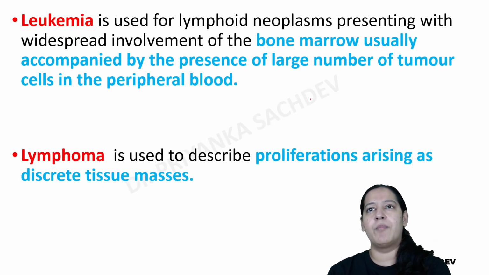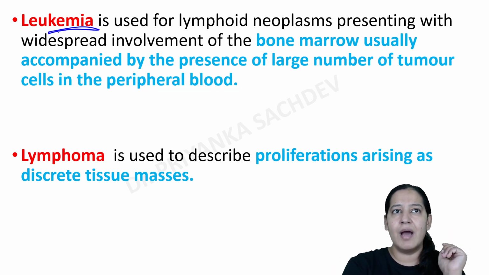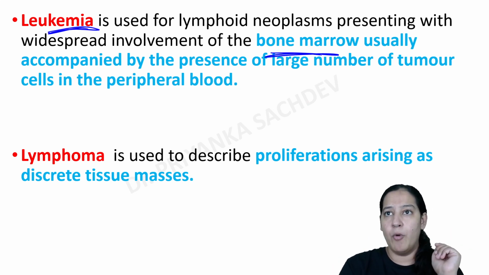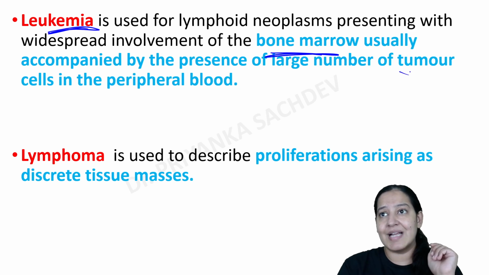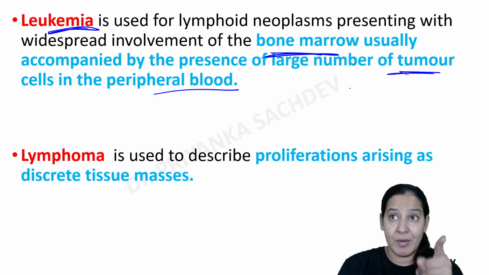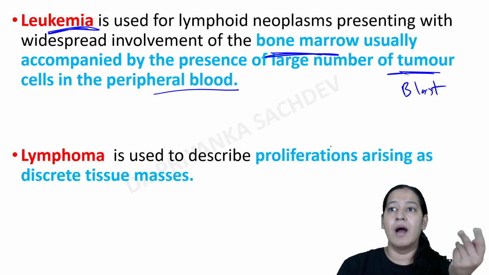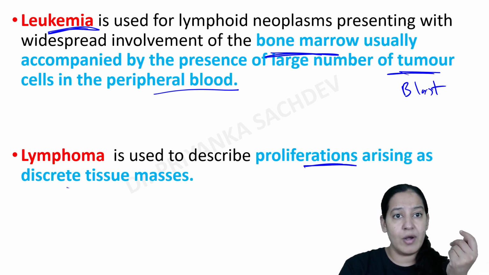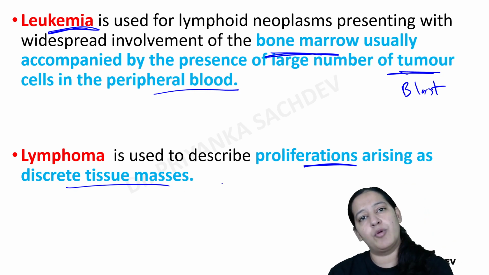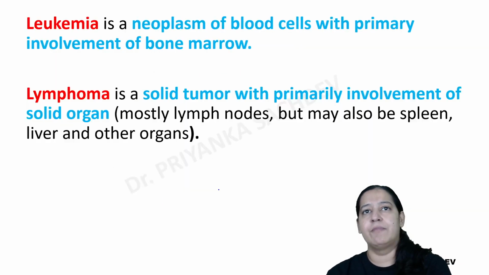First, let me talk about the definition of leukemia and lymphoma that I have already taught you. Leukemia is a disease in the bone marrow. In the bone marrow, a number of tumor cells, that is blasts, will come in the blood. By tumor cells, I mean blasts. That is blast cells will arrive in the blood. That is leukemia. And proliferation of these cells in the solid tissue, that is liver, spleen, bone marrow, lymph node, is known as lymphoma.